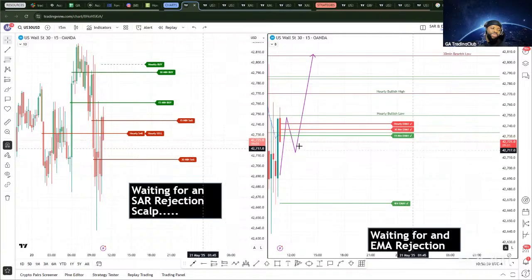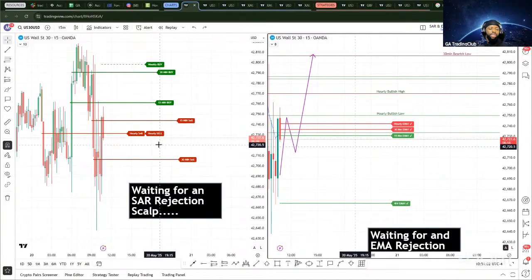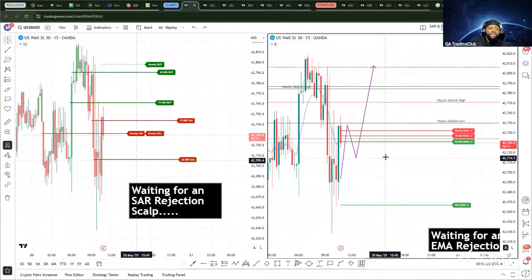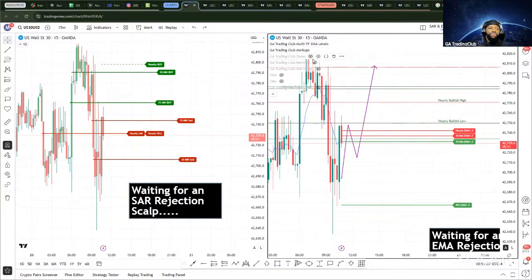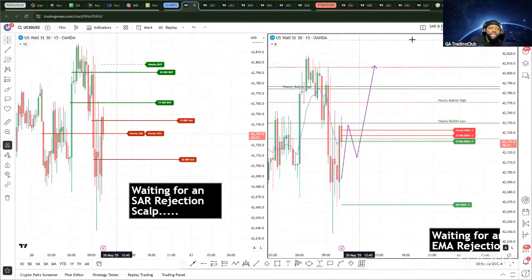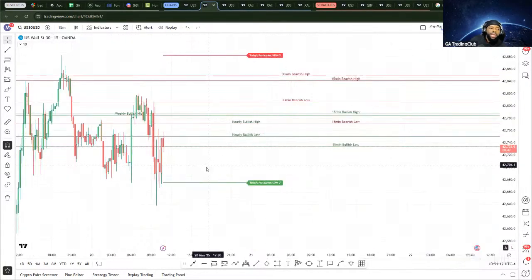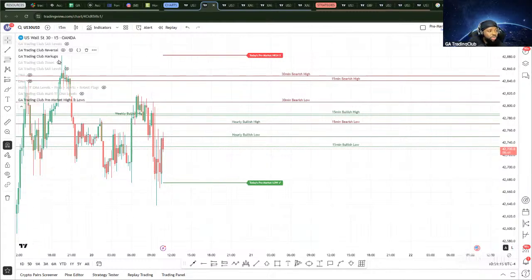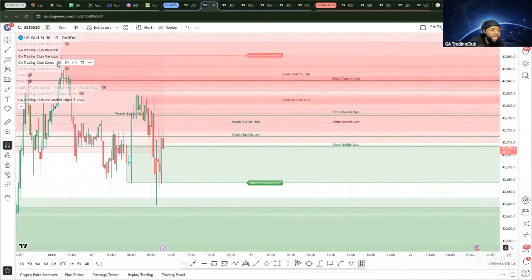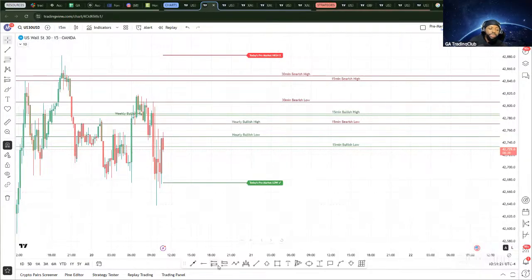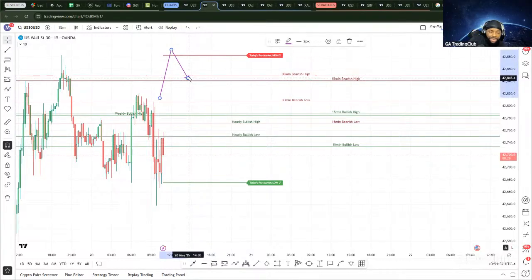And on the other hand, nothing for the EMA entry. Of course, nothing for the pre-market high and low. Maybe if price gets to the pre-market high during my afternoon trading time, which is between 1:30 p.m. to 3 p.m., I will be looking to take a scalp off of there. But price is pretty far away from that area. I only take rejection scalps between those hours.